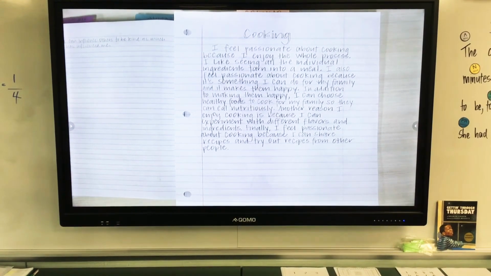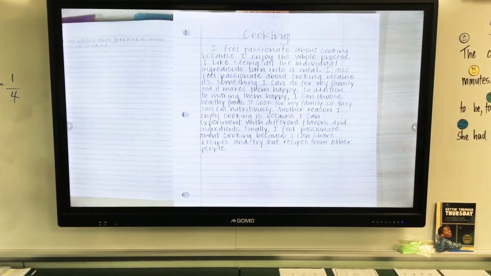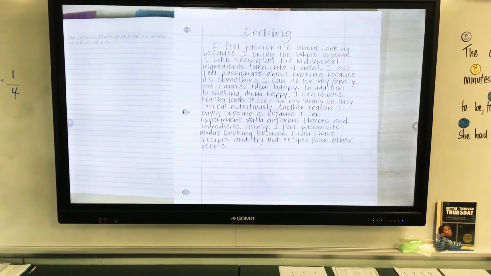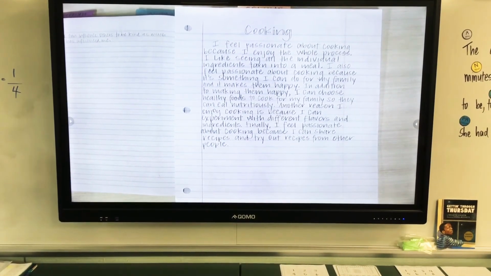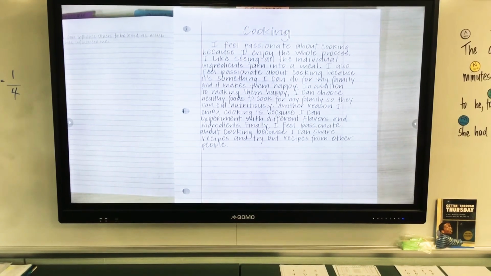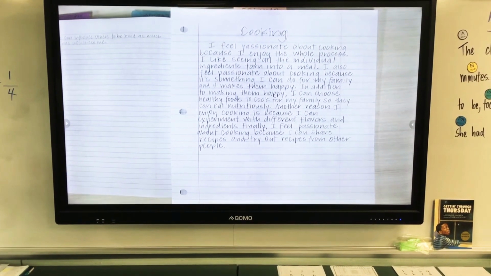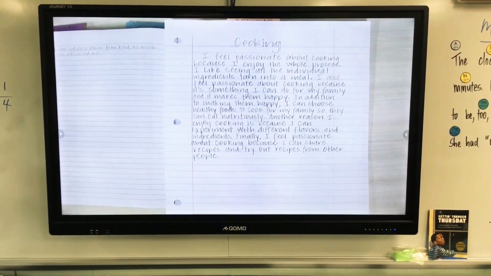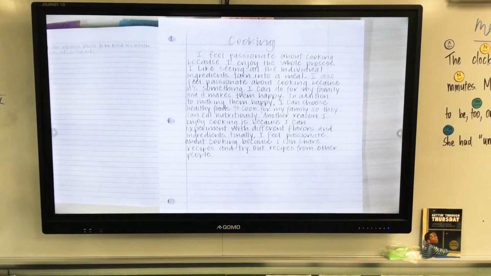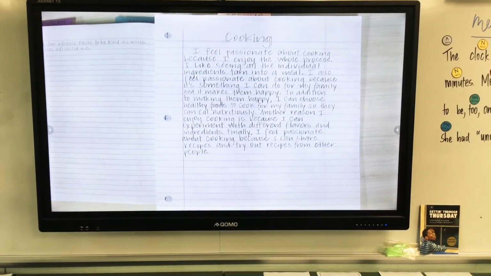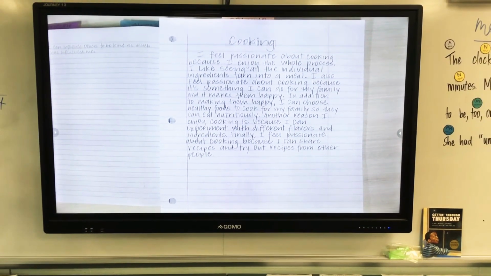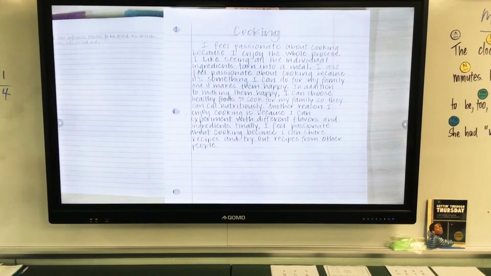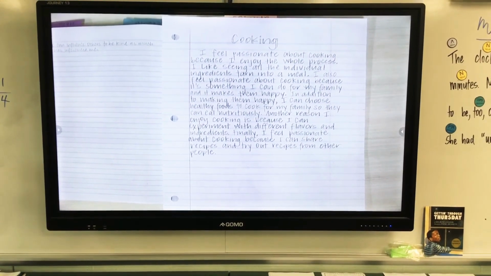I also feel passionate about cooking because it's something I can do for my family and it makes them happy. In addition to making them happy, I can choose healthy foods to cook for my family so they can eat nutritiously. Another reason I enjoy cooking is because I can experiment with different flavors and ingredients. Finally, I feel passionate about cooking because I can share recipes and try out recipes from other people.